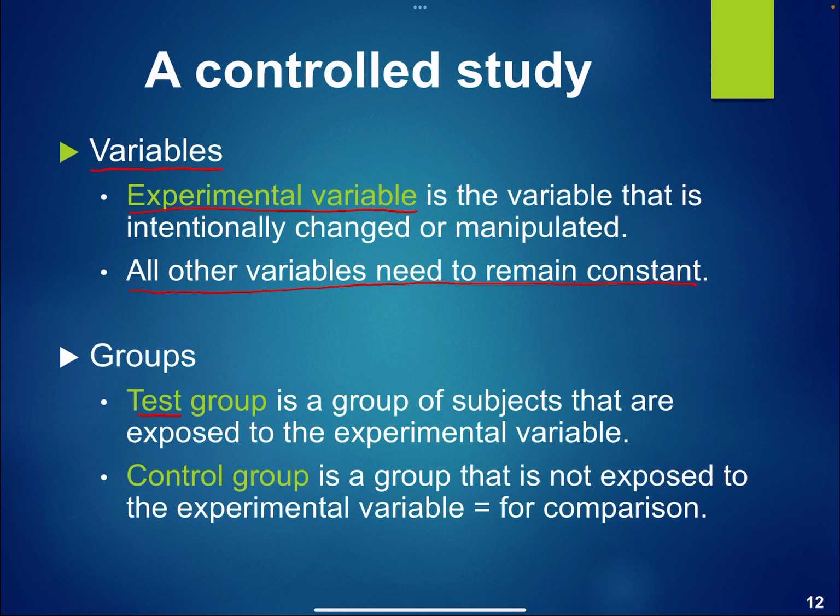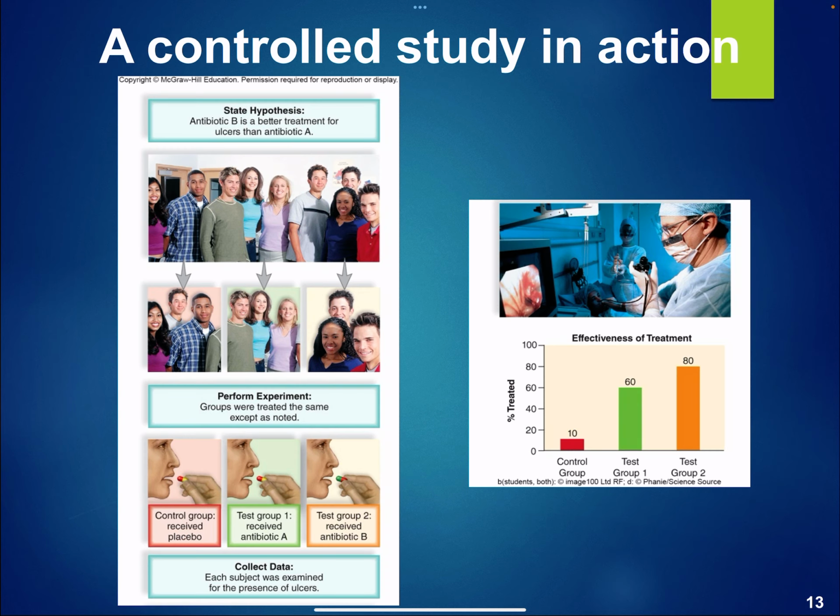So a test group, which is a term I want you to know, is a group of subjects that are exposed to the experimental variable, in this particular case, the antimicrobial. A control group is a group that is not exposed to the experimental variable, and this group is used only for comparison to see if our antimicrobial is actually effective at treating the disease or not.